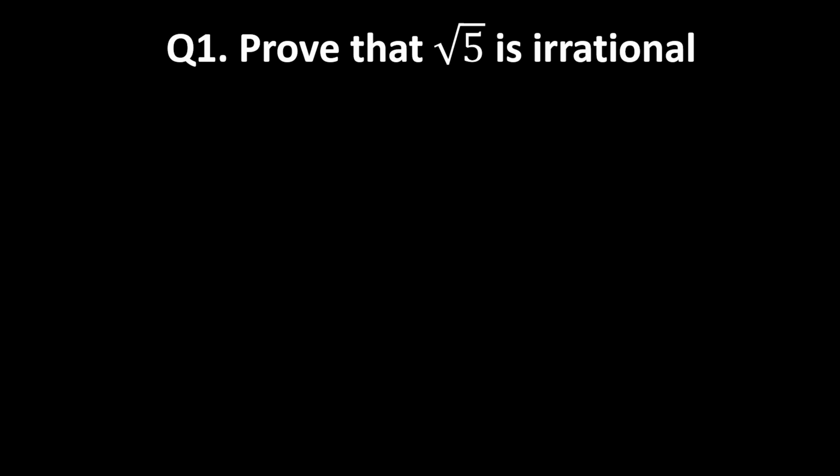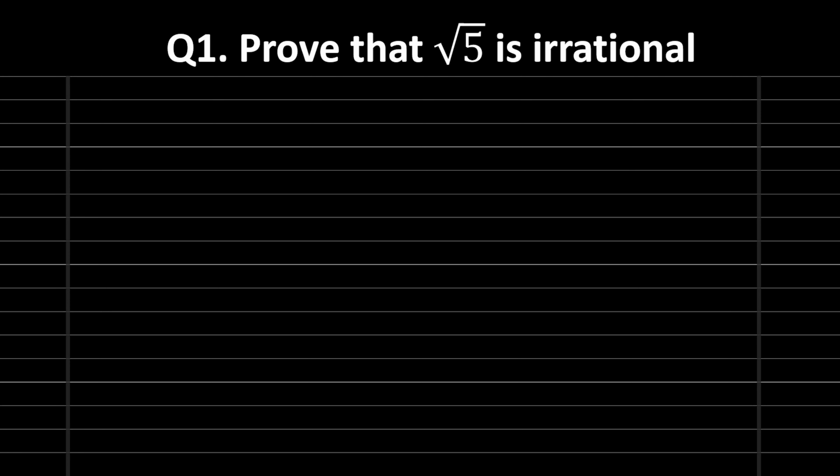In this video, we are going to solve exercise 1.3 question number 1. The question is, prove that root 5 is irrational. So again, we will be using the method of contradiction. Let's start with the solution.